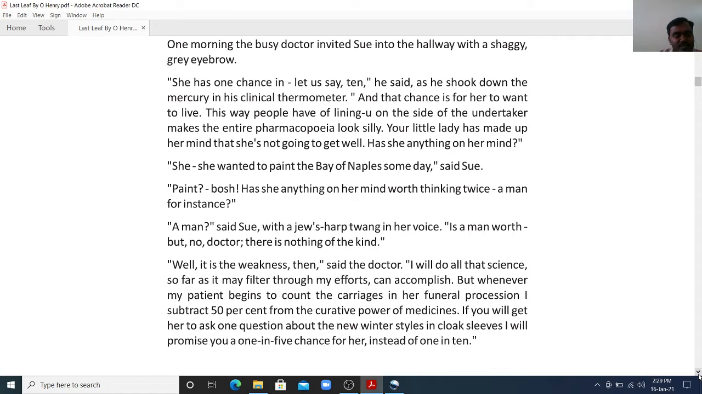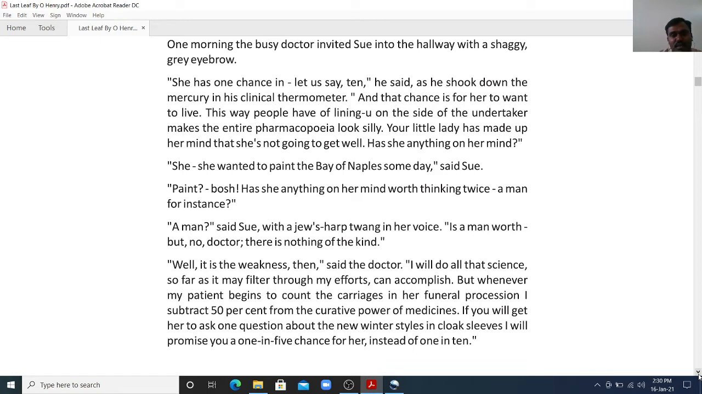Medicine, the world of medicine is in front of you, but the person is not willing to live. So all this will be silly with a person who has made up her mind to die. Your little lady has made up her mind that she is not going to get well. Has she anything on her mind? This is how the doctor asked.